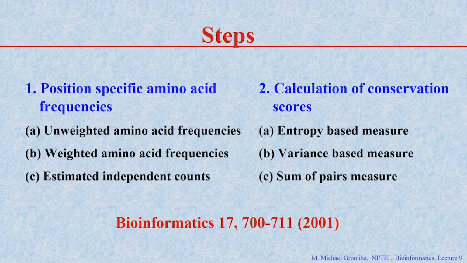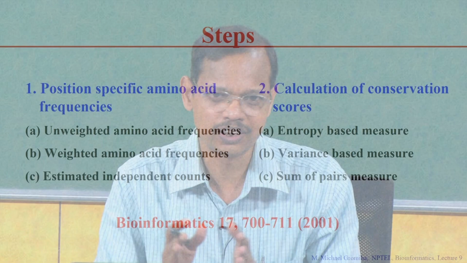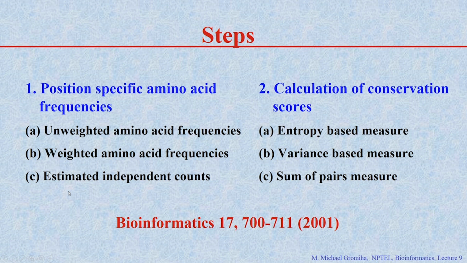This involves 2 different steps. First, we need to get the amino acid frequencies: how far each amino acid residue is preferred at a particular position. The second part is that we convert these frequencies into scores. There are various ways to get the frequencies as well as the scores. I listed 3 different ways to get the frequencies. One is unweighted amino acid frequencies. Here we do not give any weightage; all amino acids and all sequences are treated the same, so we do not give any weightage to any sequence, position, or amino acid.